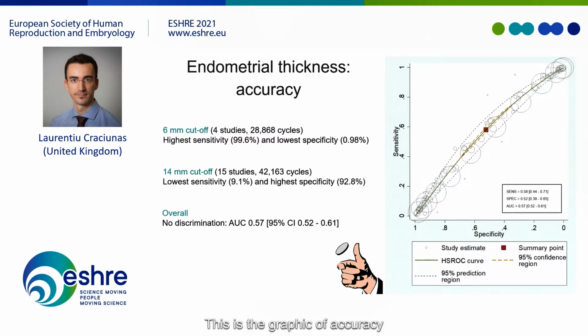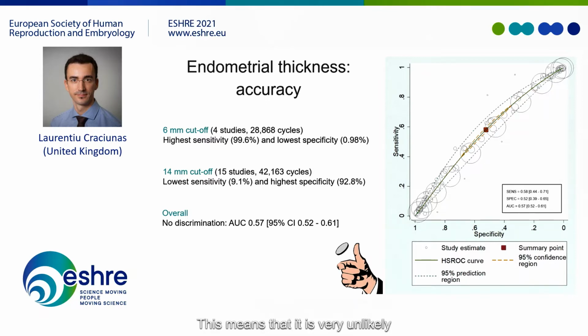This is the graphic of accuracy based on every endometrial thickness cutoff. In practical terms, a complete disappointment. The accuracy of endometrial thickness overall is 0.57, just slightly more than tossing a coin and making an important decision based on that. When we look in more detail, we can see that the 6 mm cutoff has the highest sensitivity of almost 100%, but the specificity is less than 1%.